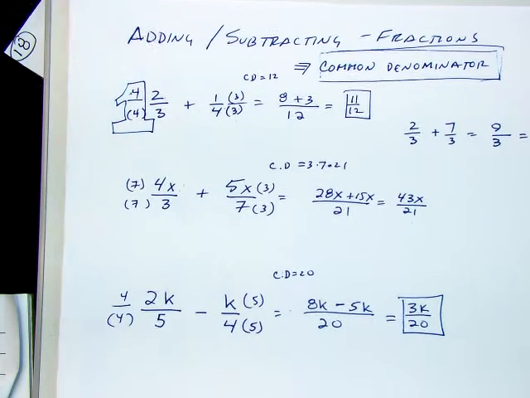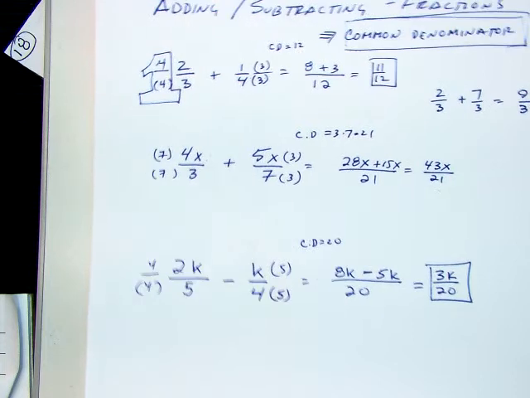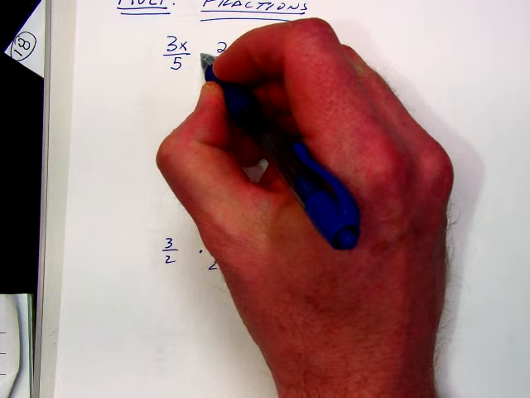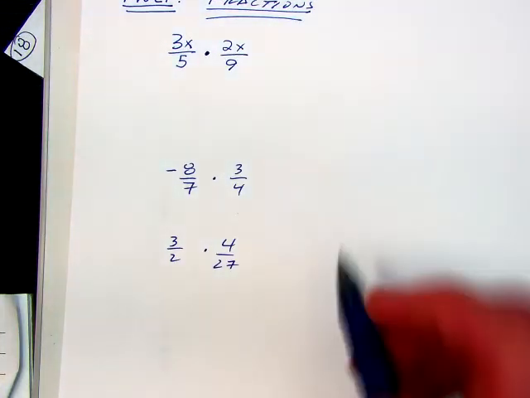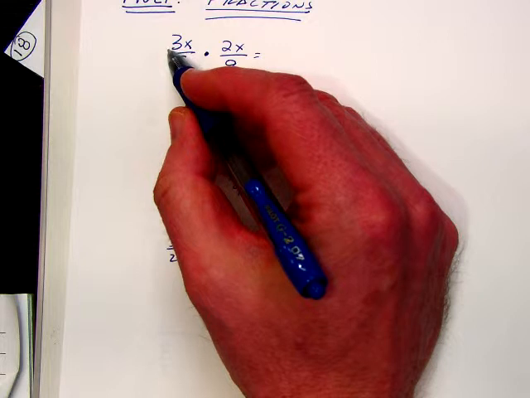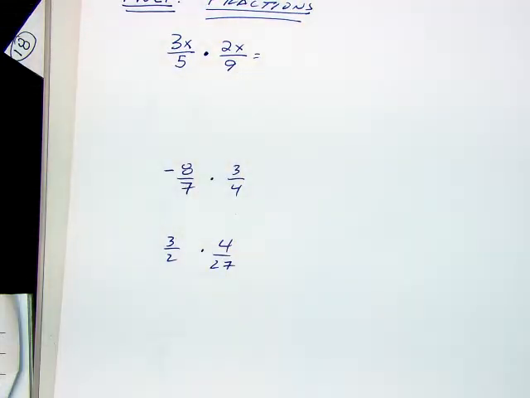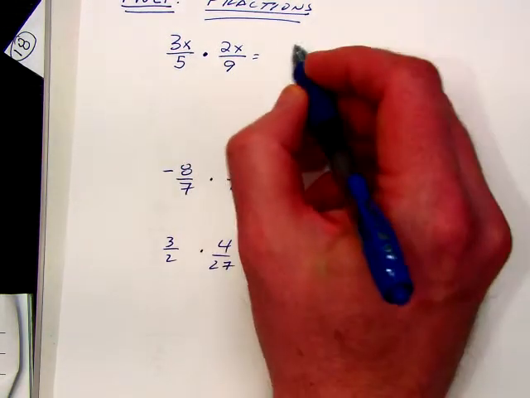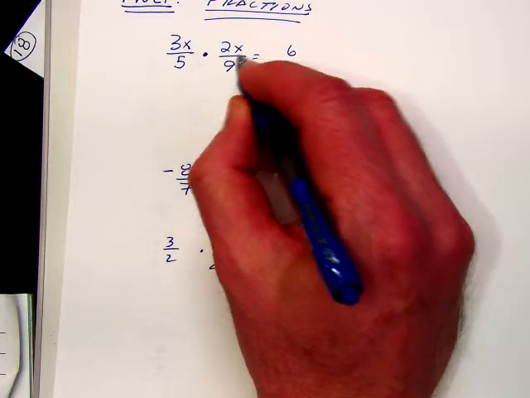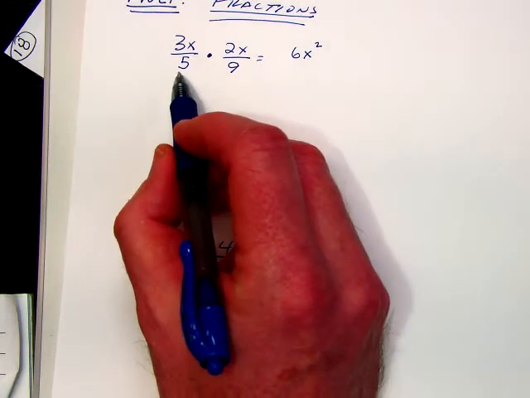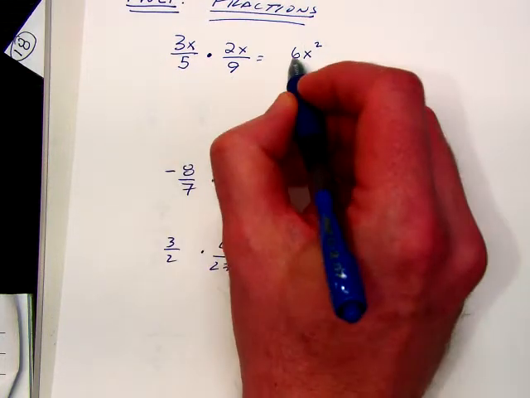So the next one I'm going to do is multiplication. With multiplying fractions, we can multiply anything together. So multiplying fractions is actually quite a bit easier. You just multiply right across the top, but then we have to check at the end to see if we can simplify. So if I multiply across the top, 3 times 2 is 6, and x times x is x squared. Then on the bottom, 5 times 9 is 45.